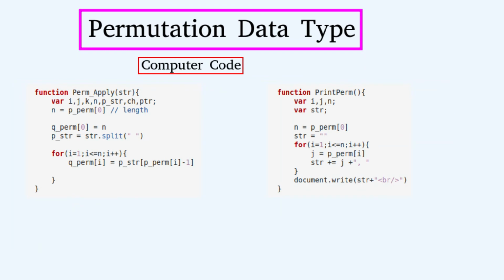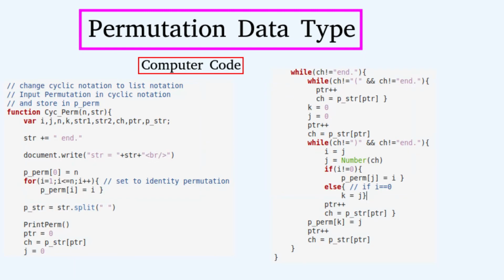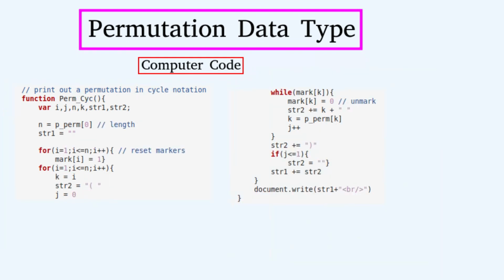Here's the code that I used to apply the permutation to a string of elements, like letters from the alphabet, so they'd get swapped around according to the permutation. And here's a function to print out a permutation that's stored in P. Here's the code to transform a permutation from cyclic notation into list notation. It uses parsing techniques used to compile computer languages, like a next character function. Here's a function that does the reverse of this, transforming a permutation from list notation into cycle notation.